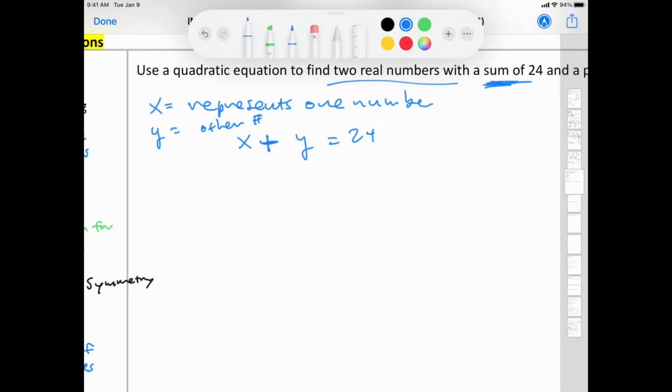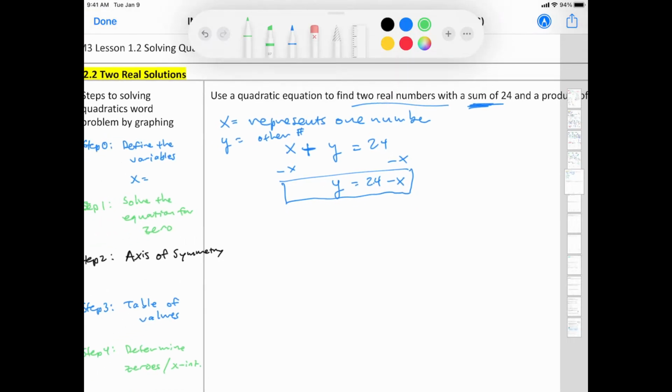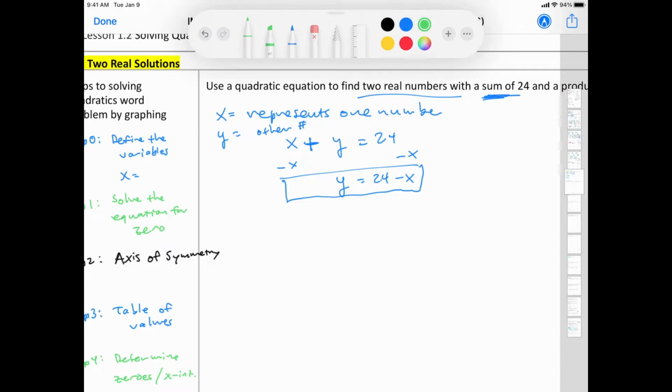So what you can do is you can say something like, if you subtract x, you get y equals 24 minus x. This here represents an expression. The second number is equal to 24 minus the other number. One of those numbers is equal to 24 minus the other number. And we're still under step number 0, defining the variables, which we did.